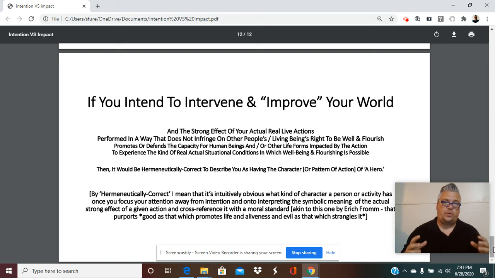Lastly, if your actual real effect is constructive and catalytic and does promote well-being and flourishing, then you probably are being heroic. You probably are a hero.